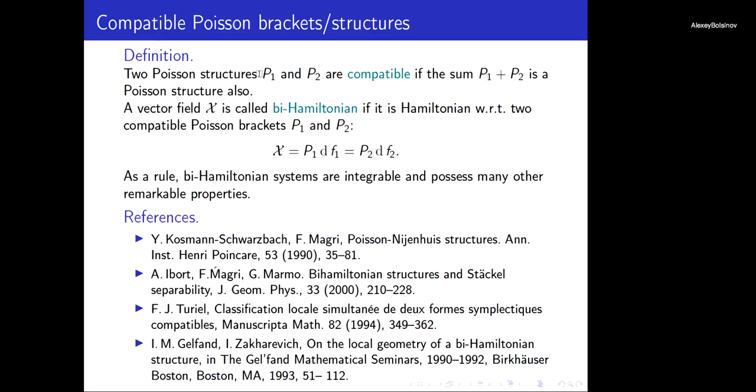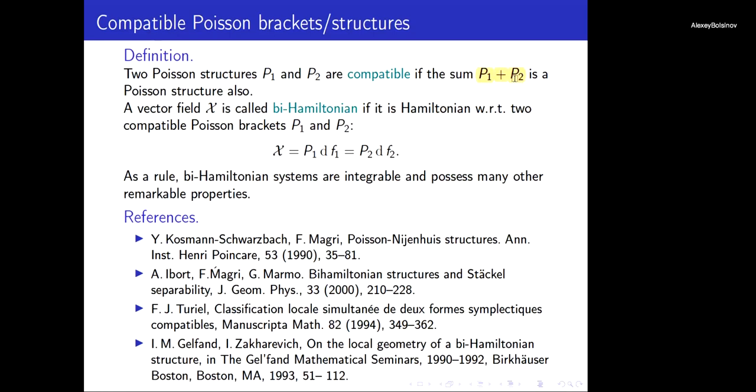So we consider two Poisson structures, P1 and P2. Equivalently, you may say that we consider two Poisson brackets defined on the space of smooth functions. The main property of the Poisson structure is that it is skew symmetric, of course, and also the Jacobi identity is fulfilled. But when we say that two Poisson structures are compatible, it means the sum P1 plus P2 is still a Poisson structure, that still satisfies the Jacobi identity.